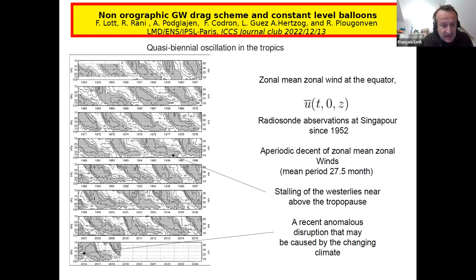And more recently, there have been two disruptions, and I'll be talking about another case later. There was the disruption of the quasi-biennial oscillation in 2016, and there was another one in 2019, which I'm going to talk about, and which we would like to understand better. Is it due to climate change or this kind of issue? So we're really interested in that. That's the kind of systematic errors we want to correct.